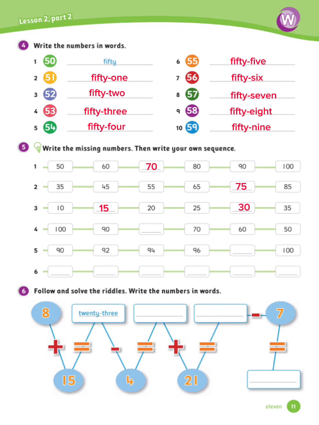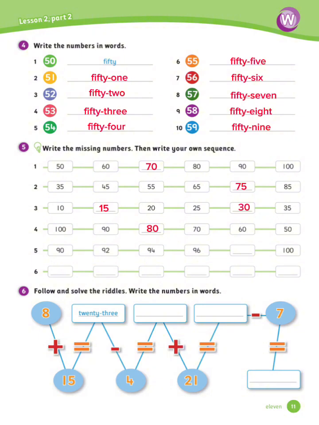Sequence number 4. We take 10 each time, so the missing number is 80. The sequence will go like this: 100, 90, 80, 70, 60, 50.